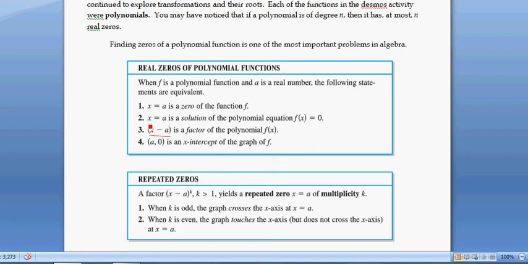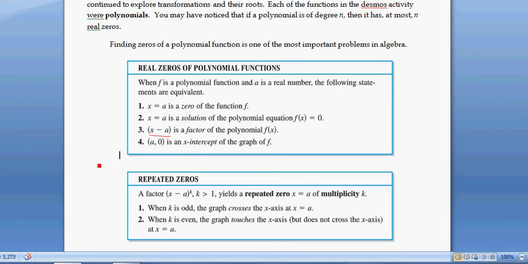So all of this is meant to be four different ways to talk about the same feature of the graph, right? If you let x equal a, it's going to give you 0. It's therefore going to be that x equals a is a solution to the polynomial f of x equals 0. x minus a is a factor, and a comma 0 is an x-intercept.